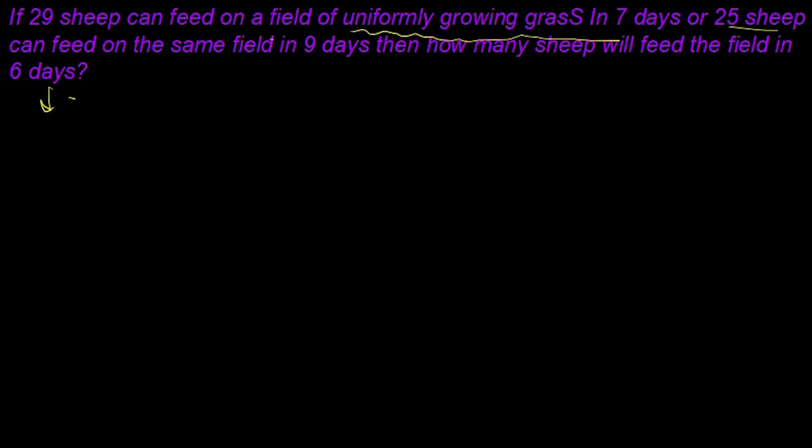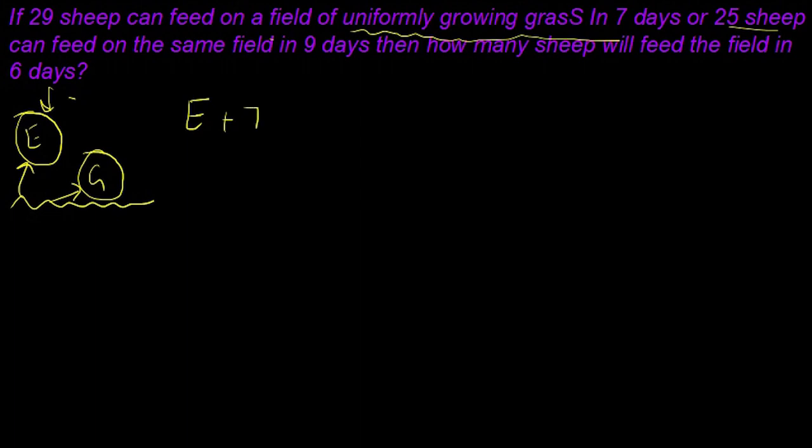Okay, so let's make a diagram. Let's say in the starting, when the sheep went there, eatables are there which they have to eat, and the grass is continuously growing. The amount is G. So the total amount of grass, you can say, is E in the starting phase, and 7 multiplied by G. G is the growing grass per day. In 7 days it's 7G, and for 29 sheep, these are the men, and this is the days they completed the work. So men into days equals work done, and this was the work which they have to eat. Fine. So E plus 7G equals 29 into 7.